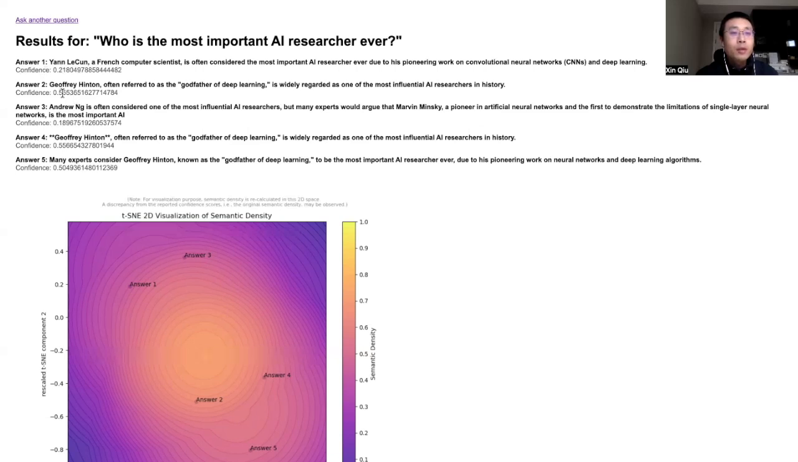However, this confidence score is still only slightly above 0.5. So to be clear, the range for this confidence score is from 0 to 1. So 1 means the most confident and 0 means the least confident. So here, the language model is actually not that confident in answering this question. However, Hinton is still kind of the most trustworthy answer if we really want to pick one.